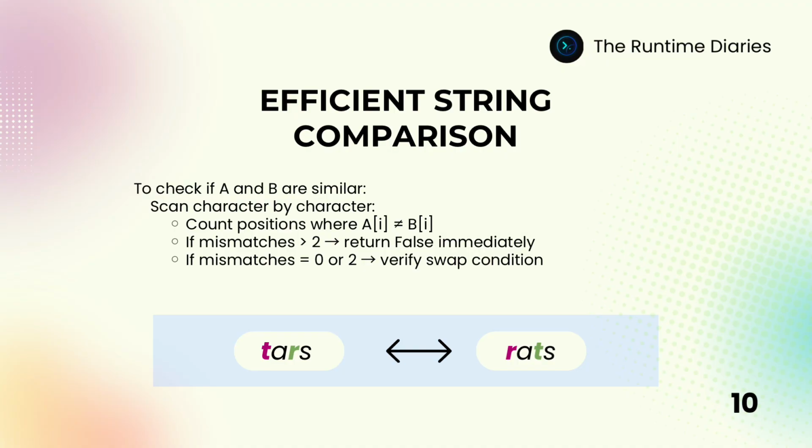Check that A at position I equals B at position J, and A at position J equals B at position I, where I and J are the two differing positions. If that's true, return true. Otherwise, return false. If the mismatch count is 1 or greater than 2, return false. This early exit trick, stopping as soon as you find a third mismatch, saves massive time in practice. Even though the worst case complexity is still O of L, the average case is much faster.